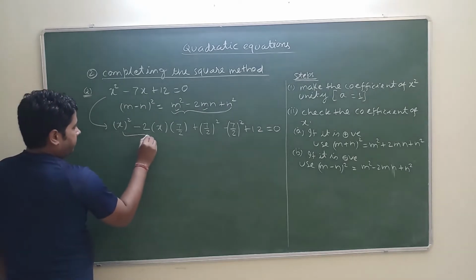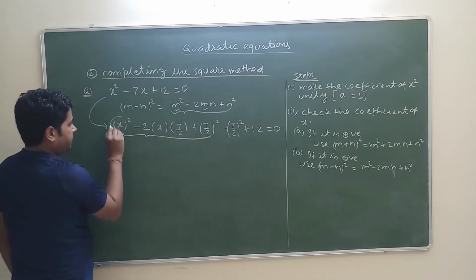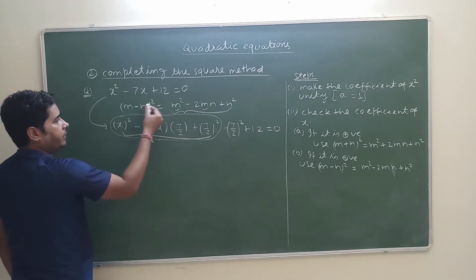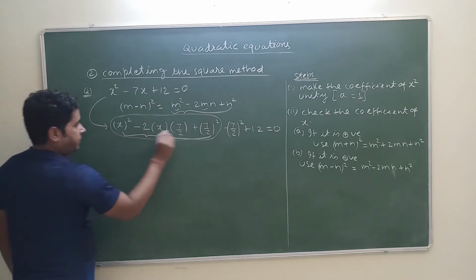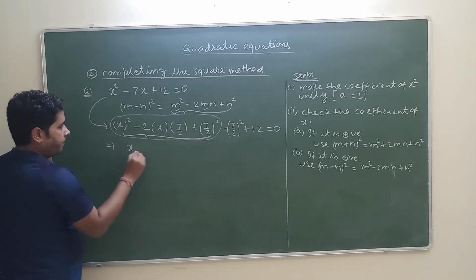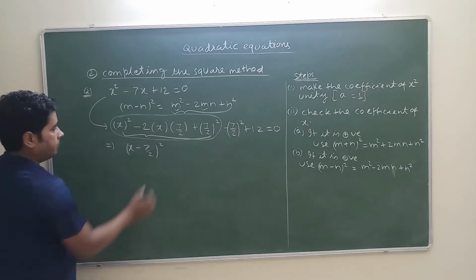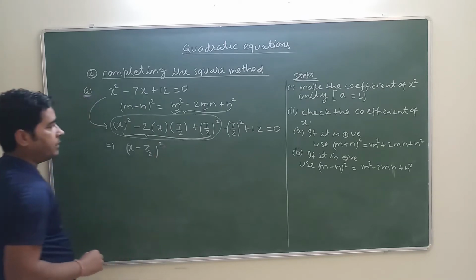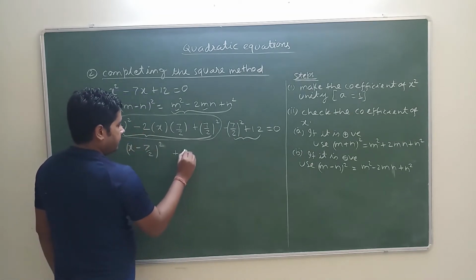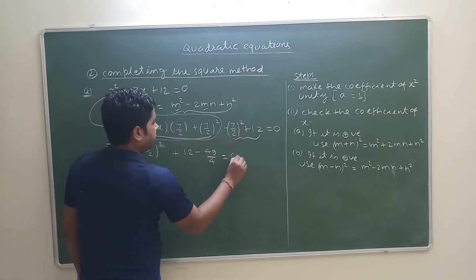So from here to here, I've got this, right? So for these three terms, I can apply this, because this is equivalent to this. So for these three terms, I can easily write m minus n whole square. And now these two can be written as 12 minus 7 by 2 whole square, which is 49 by 4. This is equal to 0.